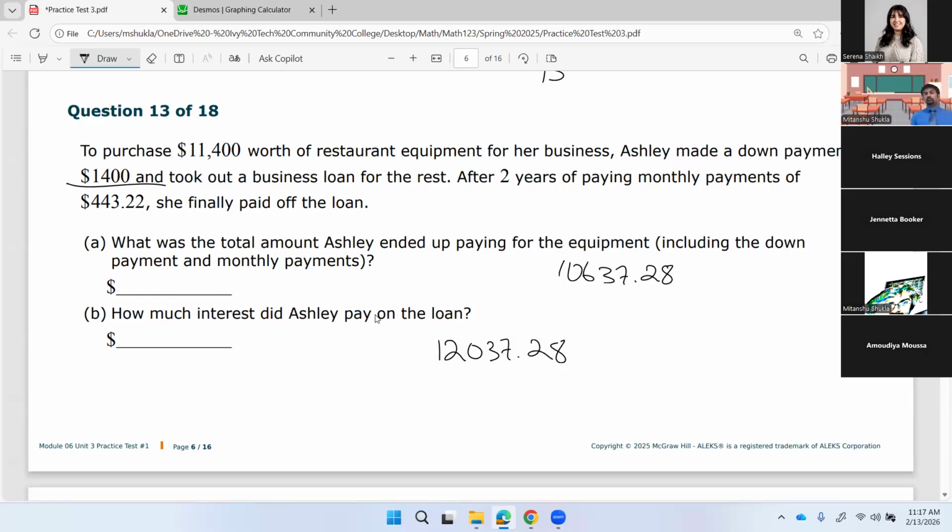But how much did she borrow? Well, if she needed $11,400 worth of equipment and she made a down payment of $1,400, she borrowed $10,000. Agree, disagree, or not sure?